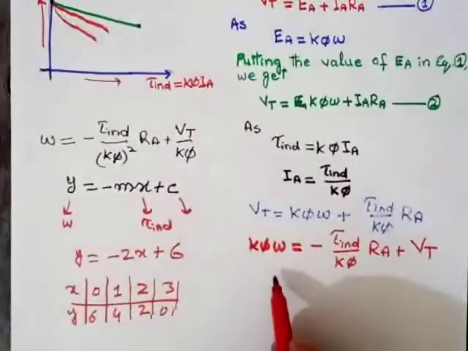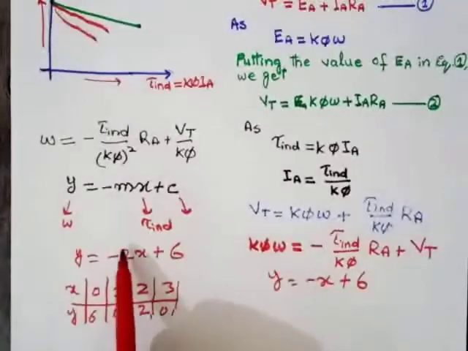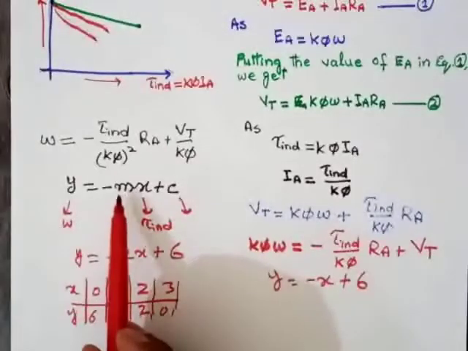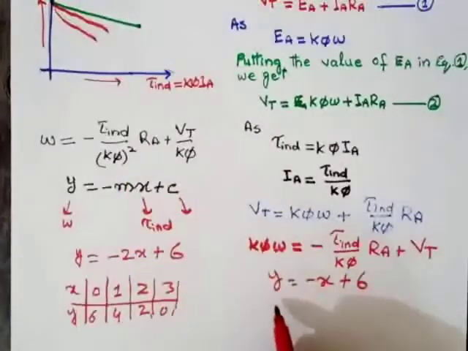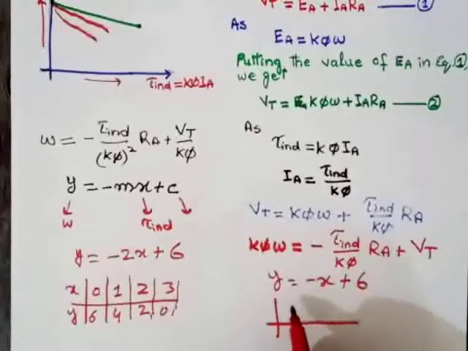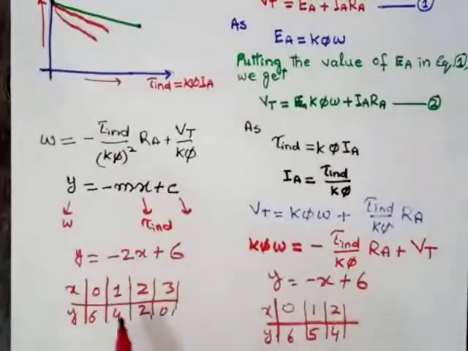Now, let this equation be y equals minus x plus 6. Now we reduce this factor, that is, we reduce the value of m, that is, Ra over K phi squared. In this case, if we put x equal to 0, the value of y will be 6. When x equals 1, y will be 5. When x equals 2, y will be 4. Now, by comparing these two equations, here the speed is decreasing slowly, and here the speed is decreasing more rapidly.